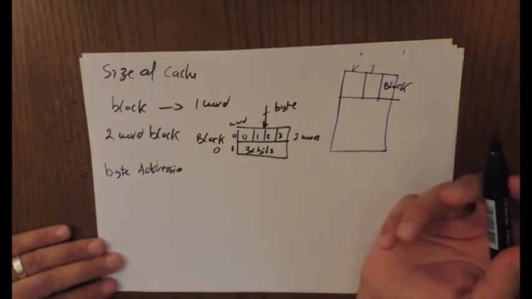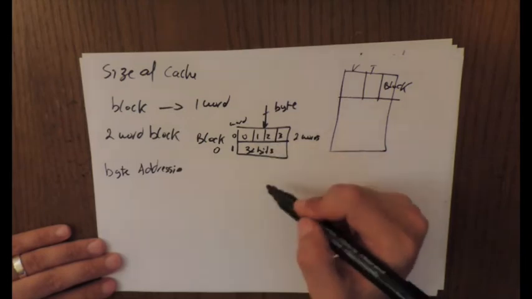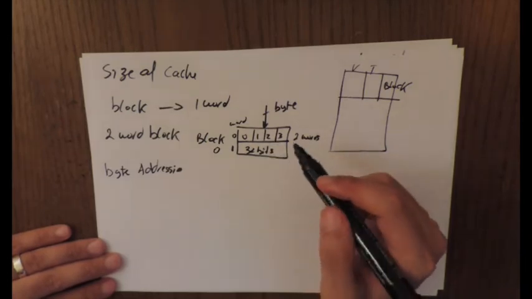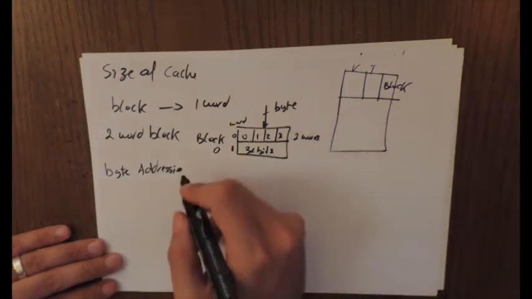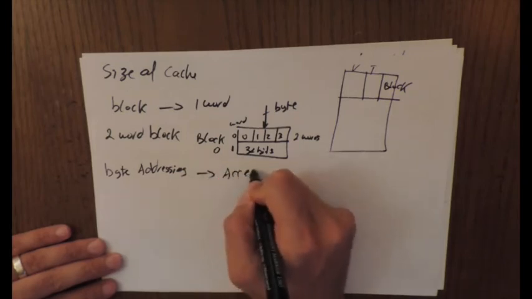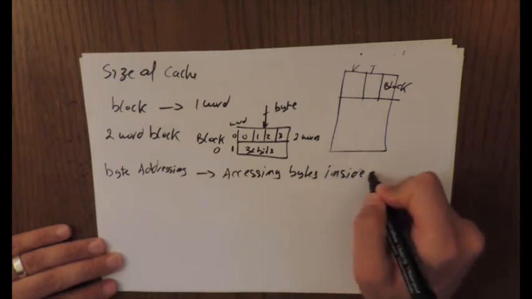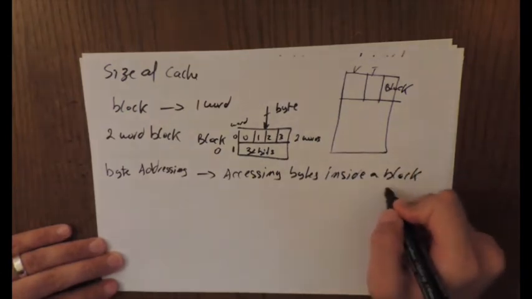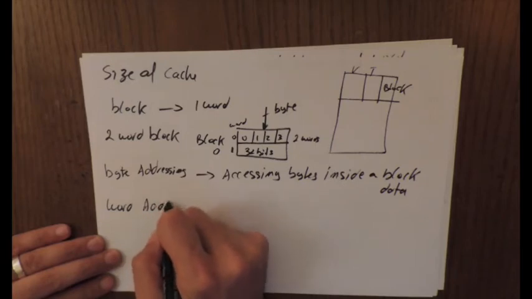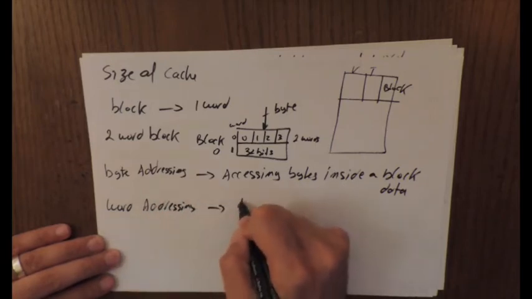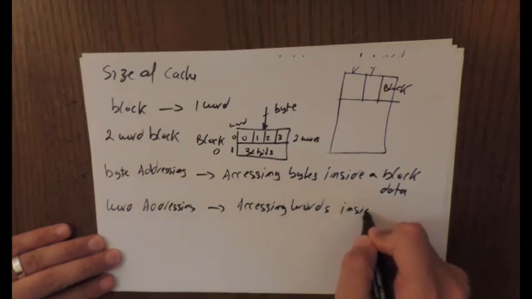As we said previously, it was 1 word per block. With 2 words per block, I can have multiple words. I can have 4 words, usually multiples of 2. And I can select whether I want just a word address or a byte address. So of course, byte addressing means accessing bytes inside a block of data. Word addressing means accessing words inside the block of data.